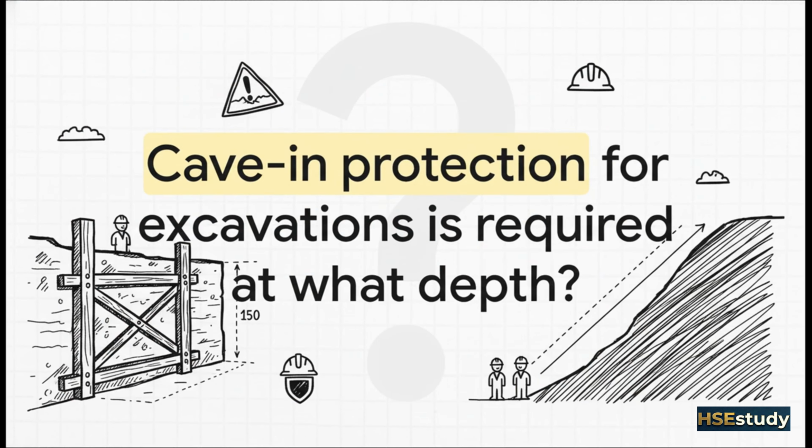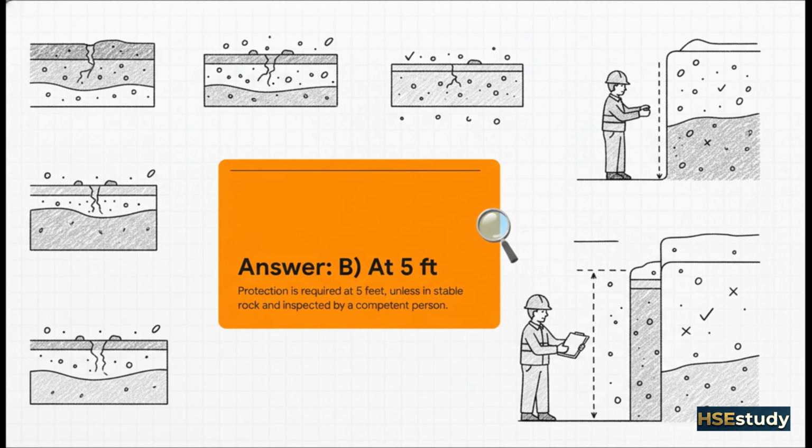Here we are, the last question. Let's finish strong. We're talking about excavations. At what depth does OSHA require a protective system, like shoring or sloping, to prevent a cave-in? Let's see that final answer. 5 seconds. And the answer is B, 5 feet, but with a really critical exception.